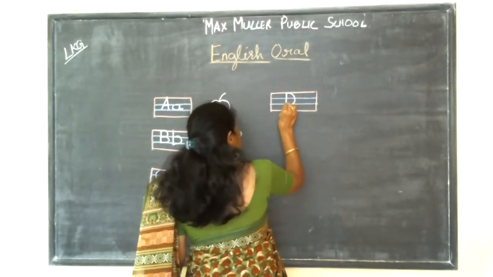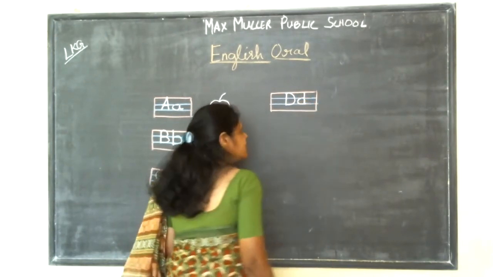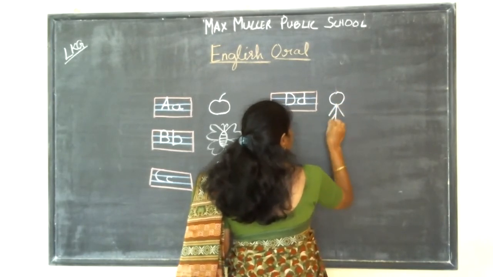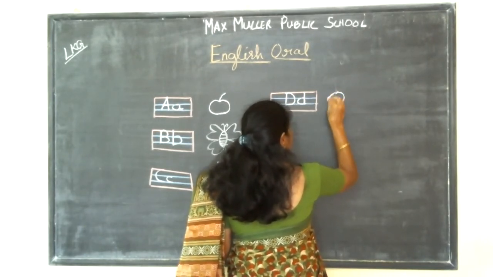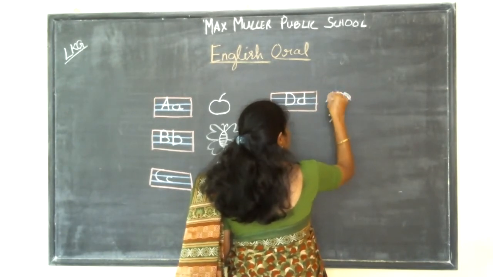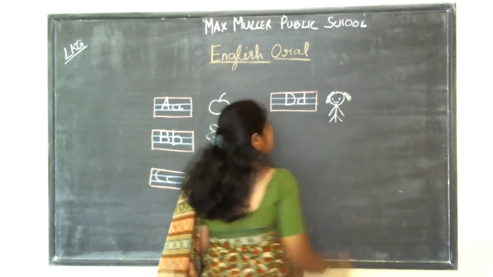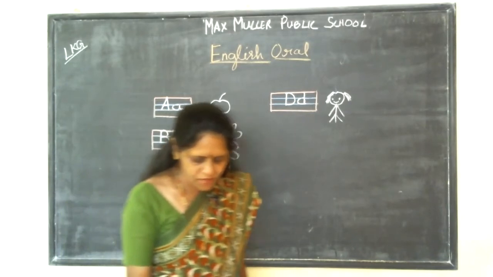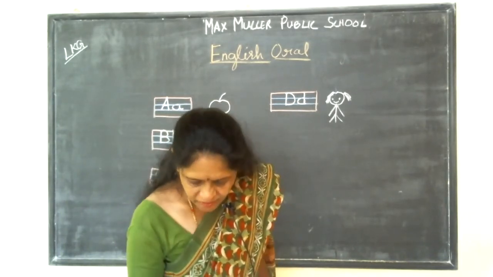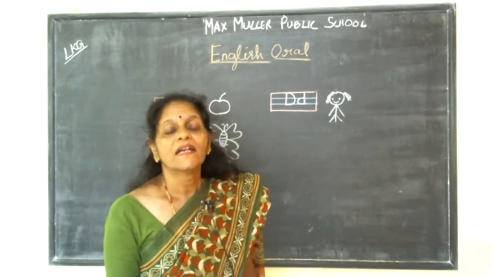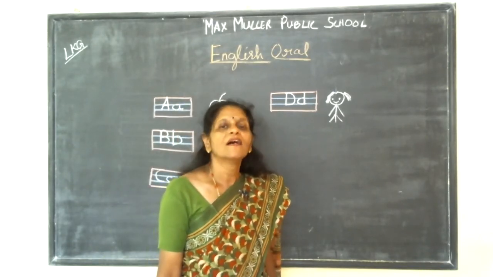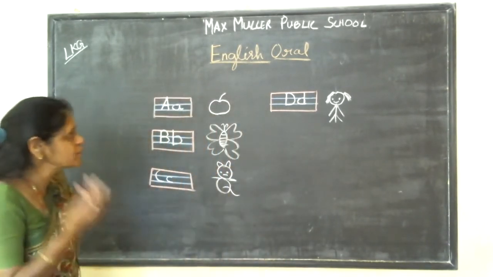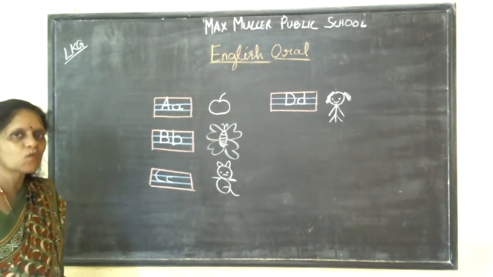Capital D, small d. D for doll. Capital D, small d. D for doll. Okay, children. So you learned today 4 letters in English oral.